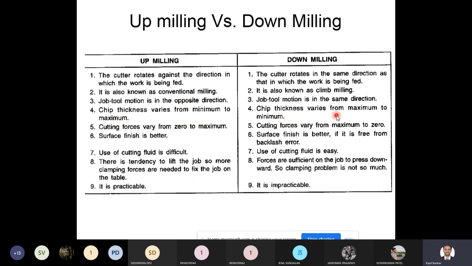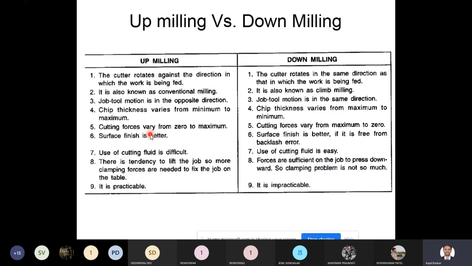So if the chip thickness is maximum, obviously the cutting forces developed are more, so the cutting forces vary from maximum to 0 or minimum. Because here the chip thickness in downward milling varies from maximum to minimum, so the cutting forces vary from maximum to minimum or maximum to 0. Clear?